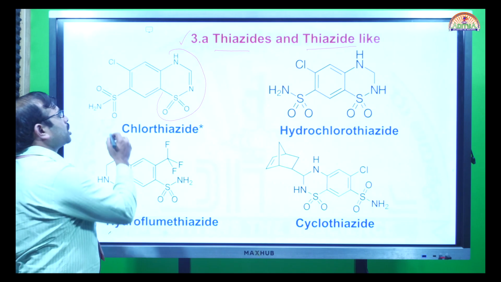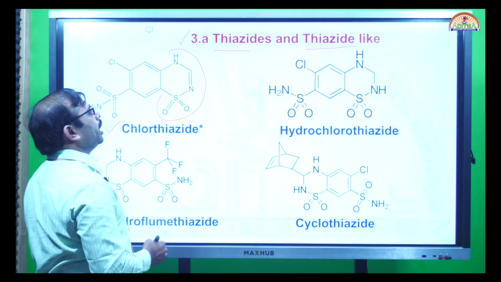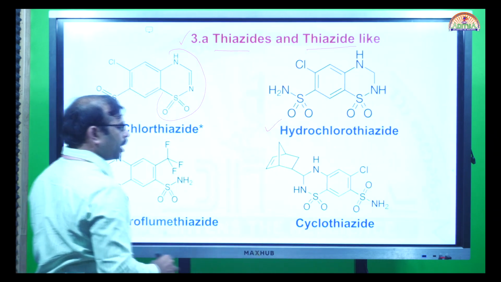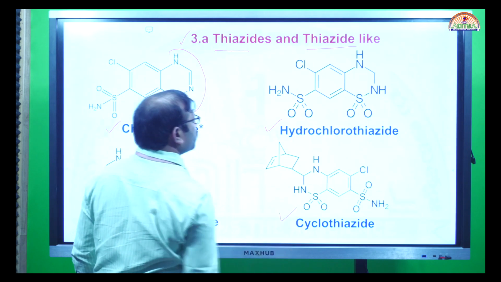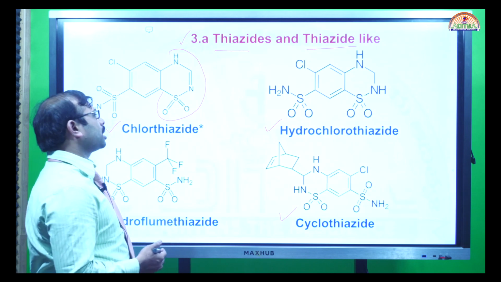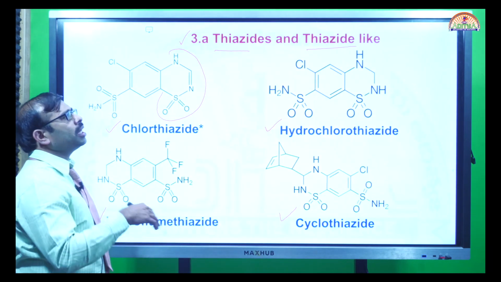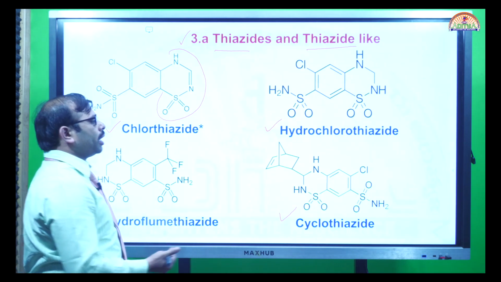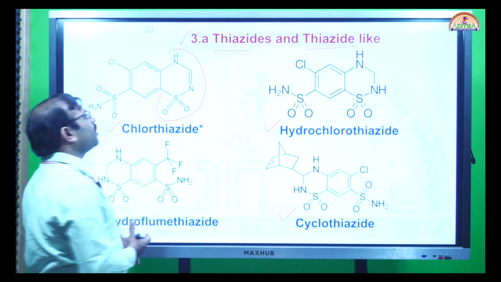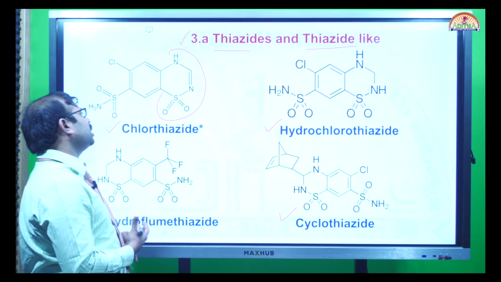chlorothiazide, followed by hydrochlorothiazide, followed by hydroflumethiazide, followed by cyclothiazide. Chlorothiazide and benzothiazide come under the thiazides, while hydrochlorothiazide and hydroflumethiazide come under the thiazide-like class.